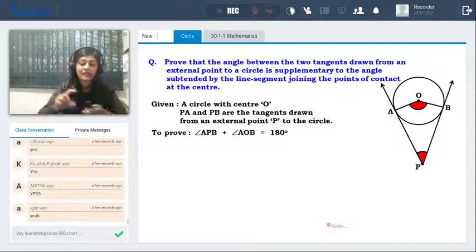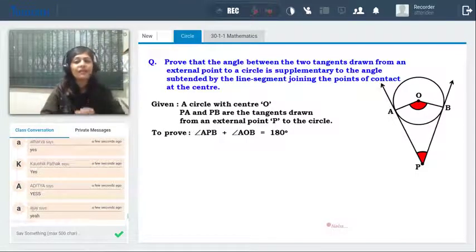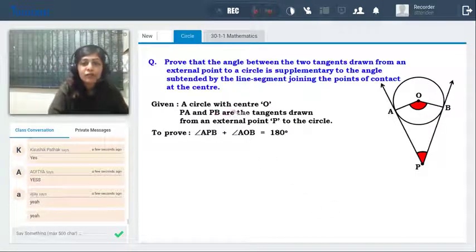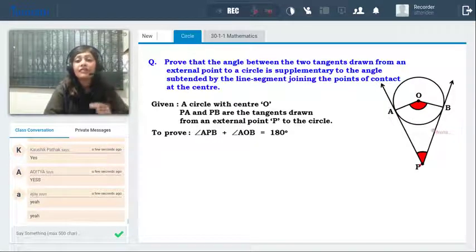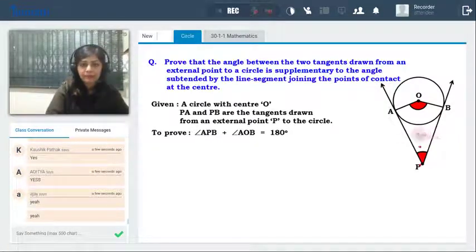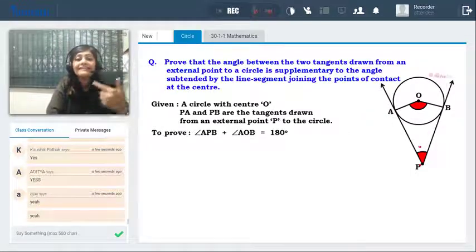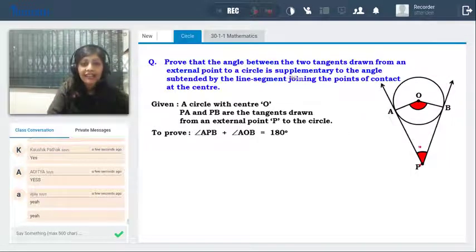All right, so we move to the next sum. This is again another very easy sum. Pay attention. Prove that the angle between the two tangents drawn from an external point to a circle is supplementary to the angle subtended by the line segment joining the points of contact. So we observe we have two tangents from external point P, PA and PB. The angle between the tangents is angle P.